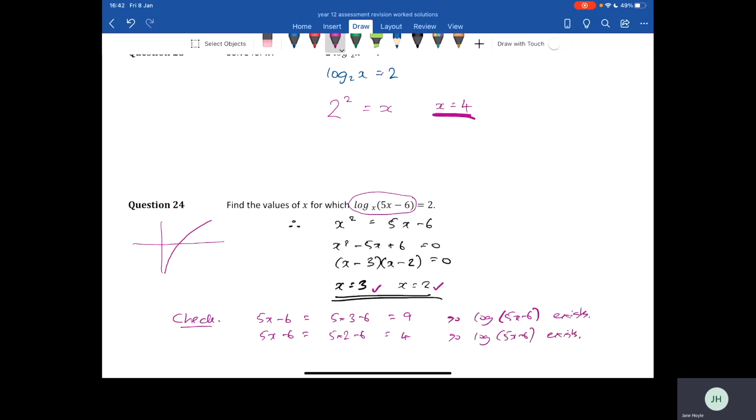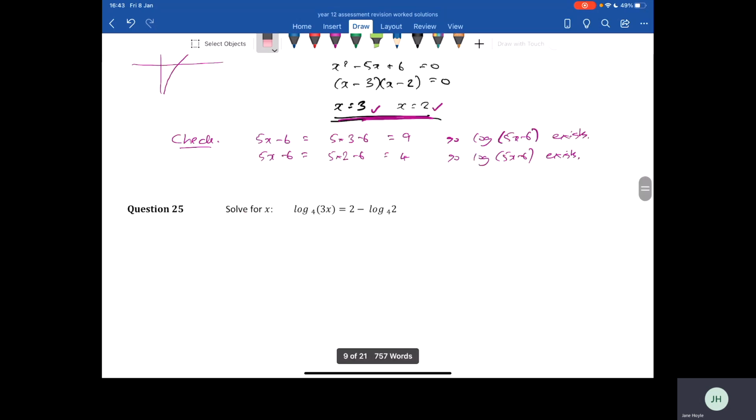If x was 1, so if we'd had an answer of 1, popping that in there, we would have got log of 5 times 1 minus 6, and that would be log of negative 1, and log of negative 1 doesn't work, so we wouldn't have any solutions there. So it's not enough just to get two answers from here. We do need to make sure that they work for both those values.